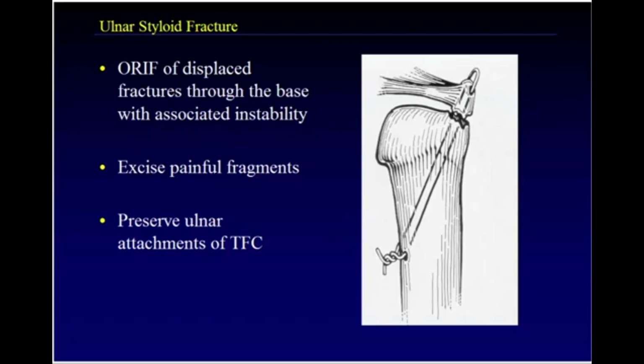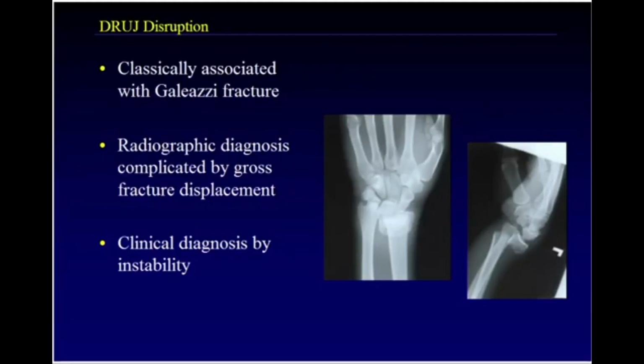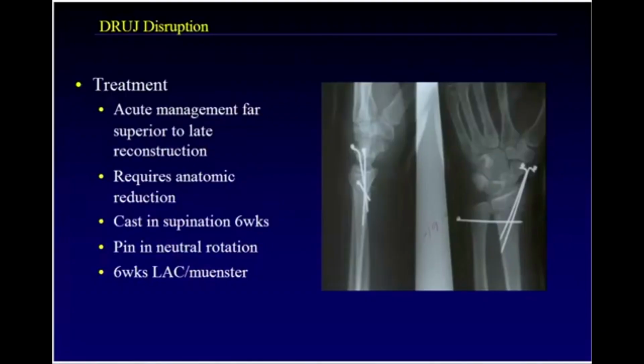If you have a smaller fragment that's painful, you can consider excision, but you have to preserve the ulnar attachment of the triangular fibrocartilage complex. Now, DRUJ disruption can be classically associated with a Galeazzi fracture, as we mentioned, which is a fracture of the radial shaft in association with a DRUJ injury. The radiographic diagnosis can be complicated by gross fracture displacement, and the clinical diagnosis can be made by instability of the DRUJ. It is important to recognize these and treat them acutely, because acute treatment has been shown to be superior to late treatment.